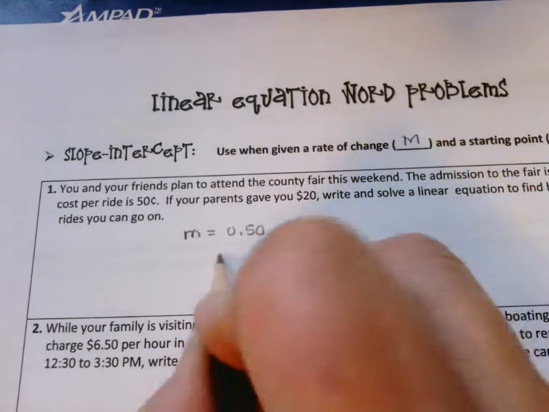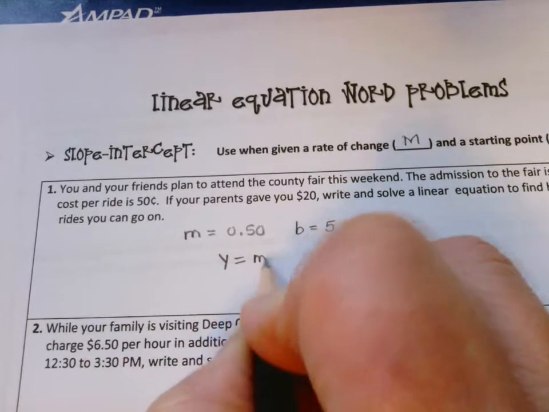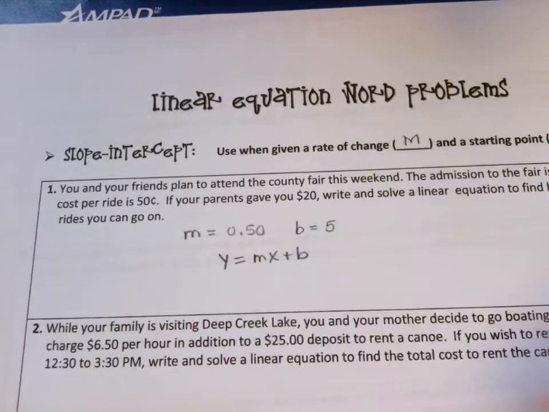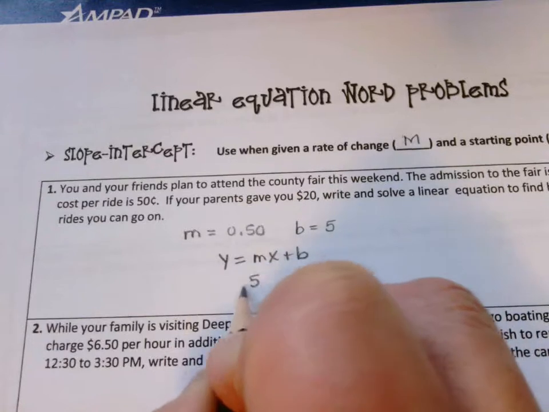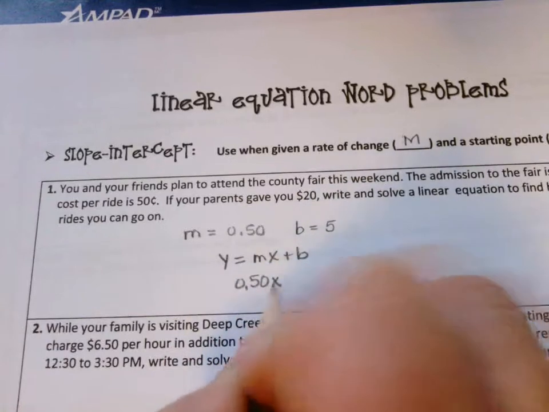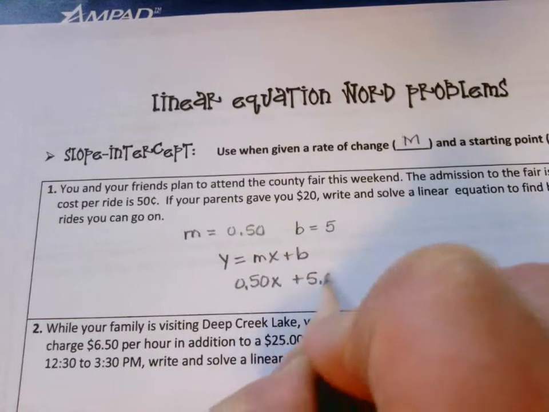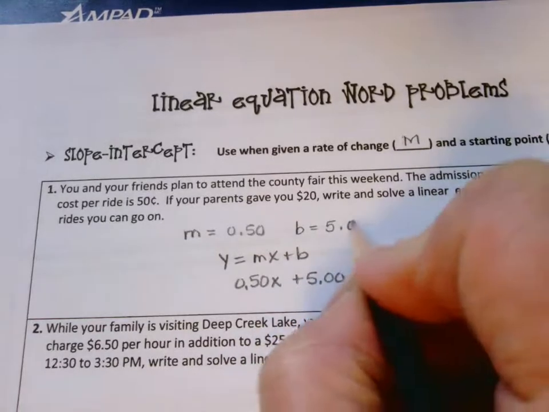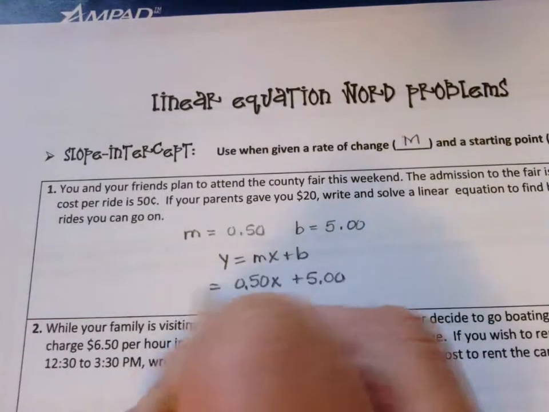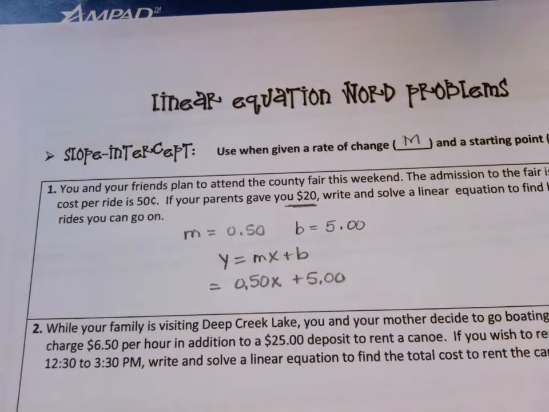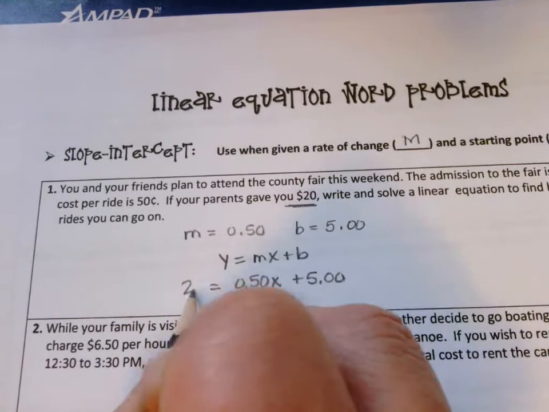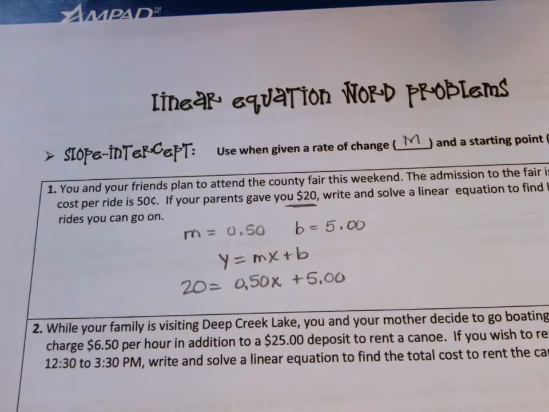So we're going to use slope-intercept form, y equals mx plus b, and we're going to substitute 50 cents for m and $5 for b. And that's equal to y. But you'll notice they told you what y is. It's $20. So I want to replace that y value with $20. And now I've got a simple two-step equation to solve.